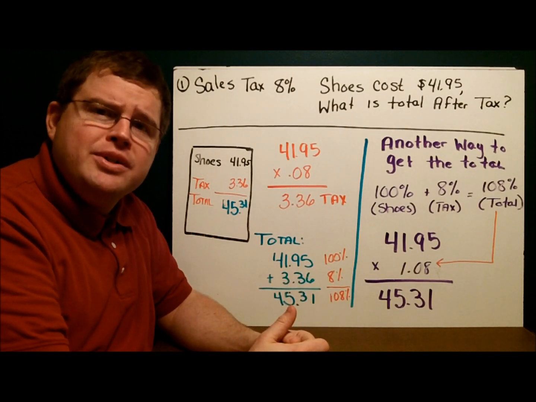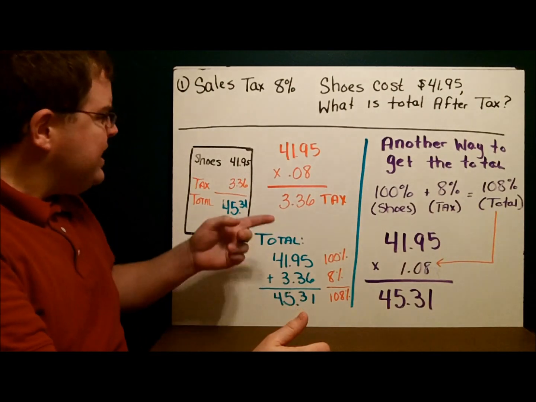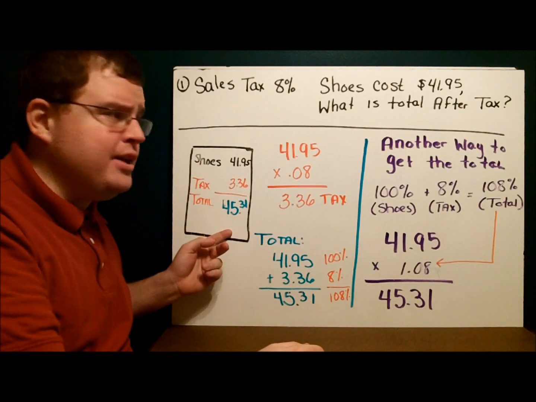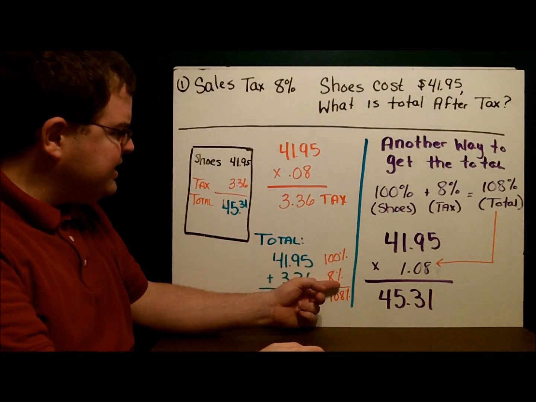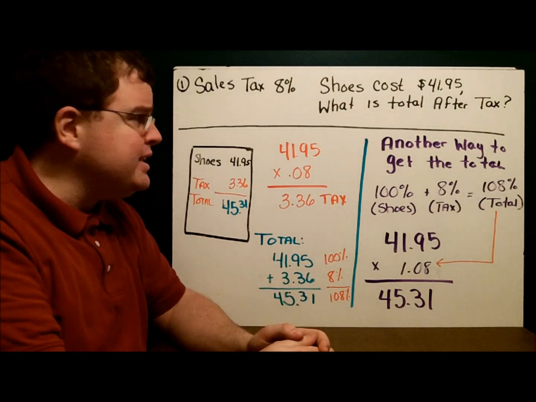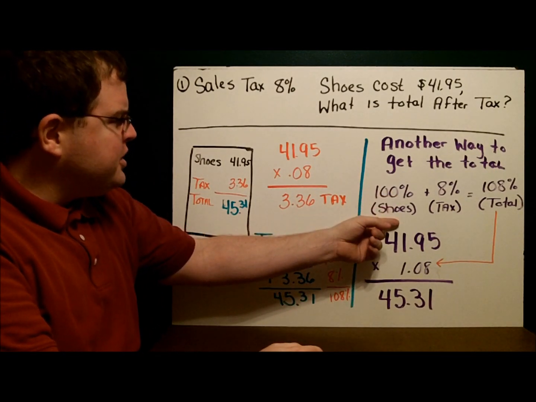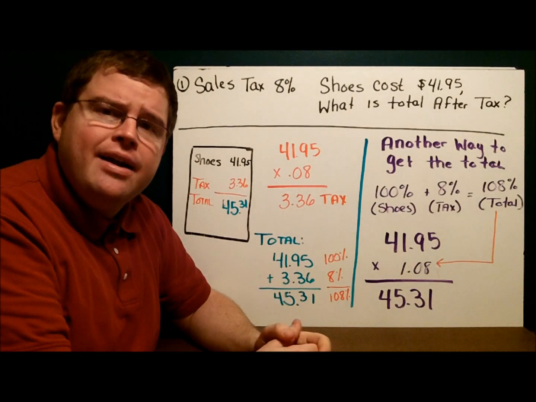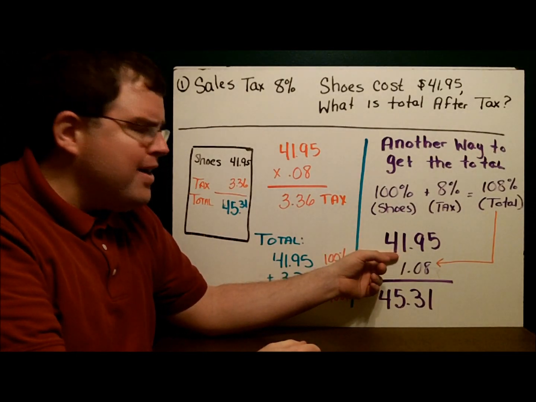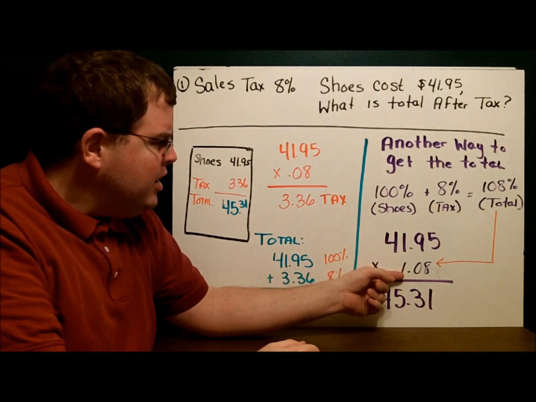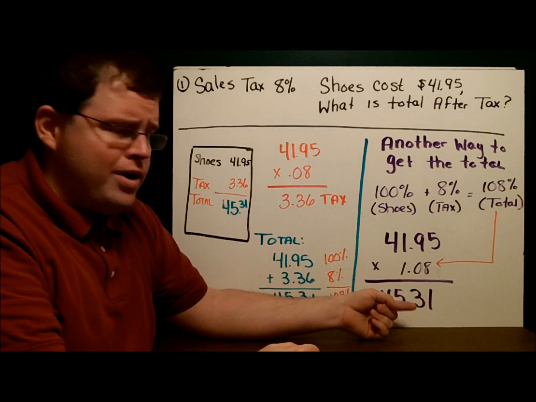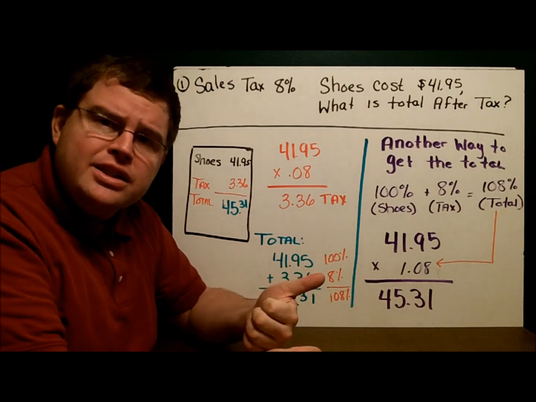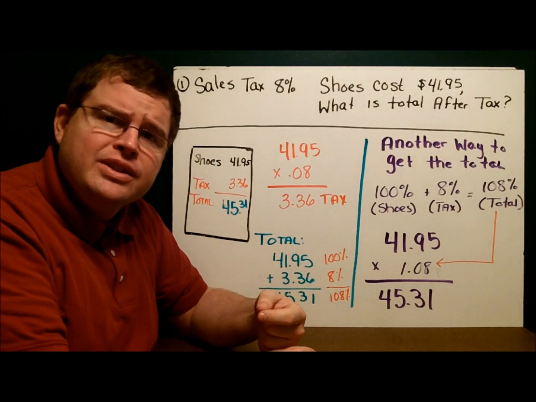Total 108%. If I wanted to calculate the total amount in one step, that's actually pretty easy to do. All I have to use is this idea of percentages. 100% plus 8%, we're going to pay 108%. $41.95, which was the price of the shoes, 108%, $45.31. So the $45.31 gives us the cost of the shoes plus the cost of the sales tax.